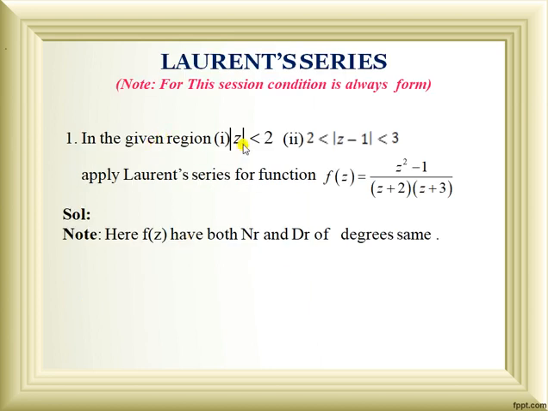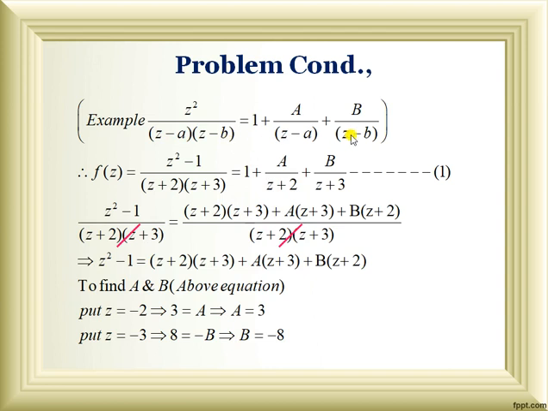In the region, they are given two regions, not one, for the same function f of z. I am going to find out one by one for this function. In this given function also, we may have more than one factor, so therefore I am using the partial fraction. Compare the numerator and denominator order, both are the same. That's why I am using the above formula.